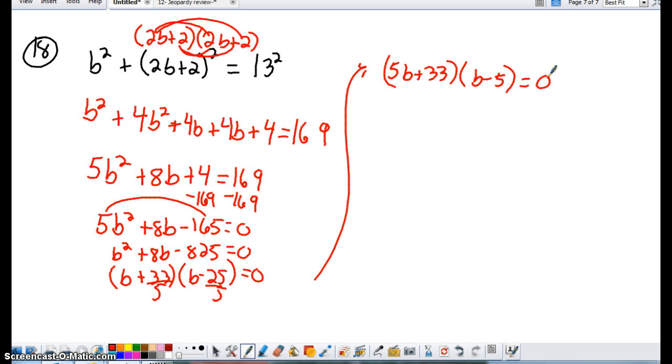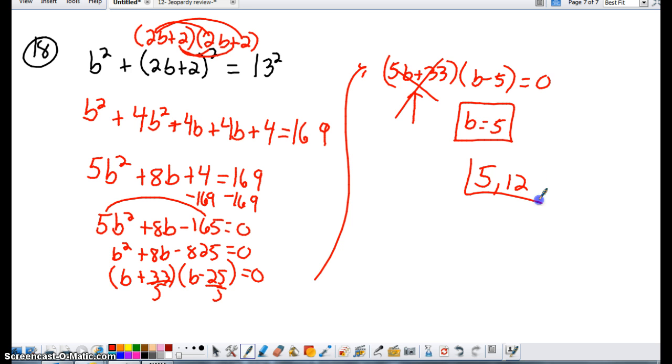What's nice about this is from here you set them both equal to 0. But when I set this one equal to 0 right here, that's going to give me a negative. This one just doesn't work out. This one I'm going to get b is equal to 5. So when it's asking me for the sides of that triangle, the first one is just going to be 5, so b is equal to 5. And you take that 5 and you plug it back into the 2b plus 2 for the other one. That's going to give you 10 plus 2, which is 12. So the answers, both those sides, are just 5 and 12.